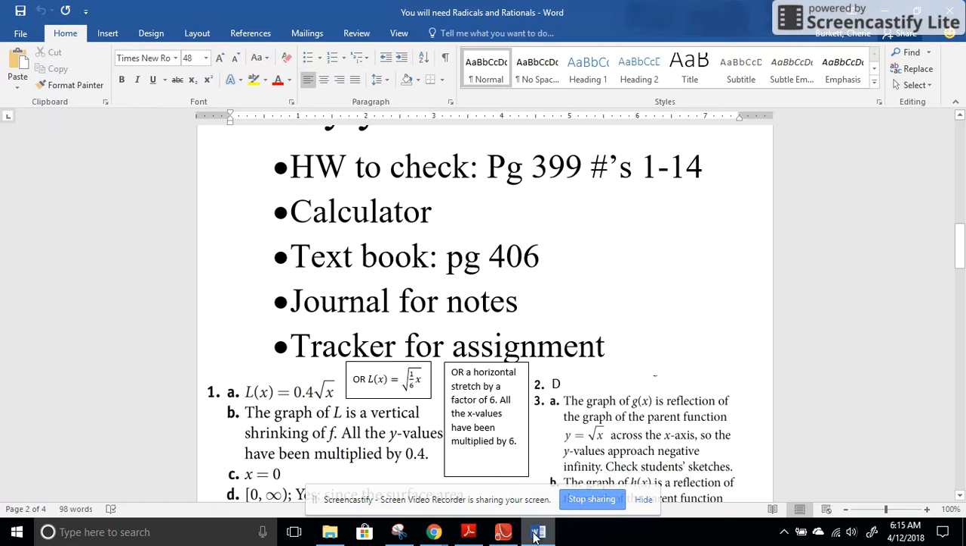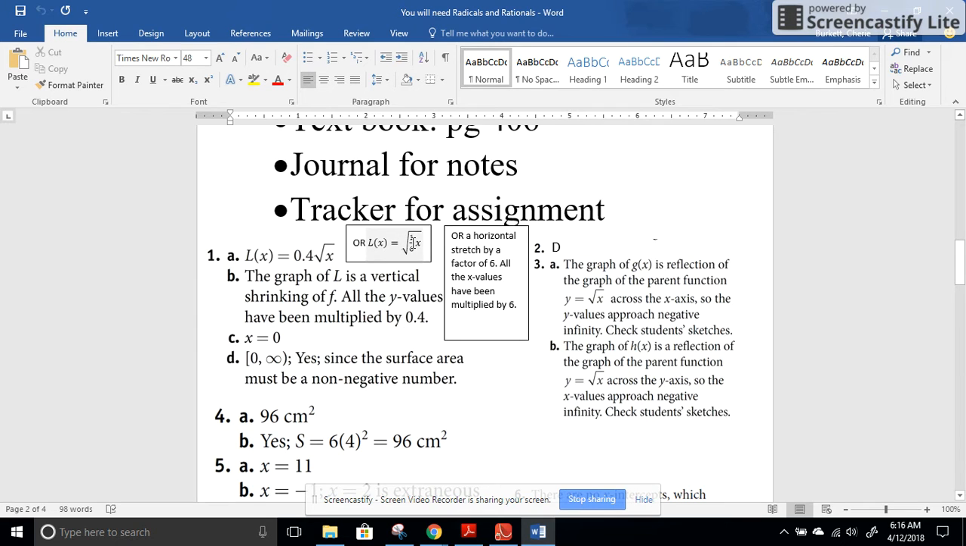How can this be the answer? It can't. I mean, it can be, but so can this. So if you wrote this right here, or if you just left it the same way that they wrote it, this is a horizontal, it is a fraction. Fractions are opposite, so it's a horizontal stretch by a factor of 6. That's what you could have written, a horizontal stretch by a factor of 6, if this is the parameter change.